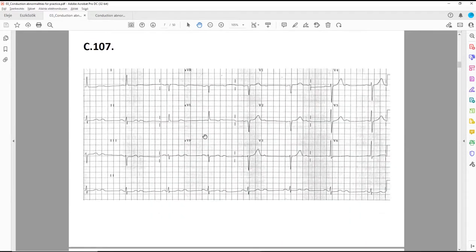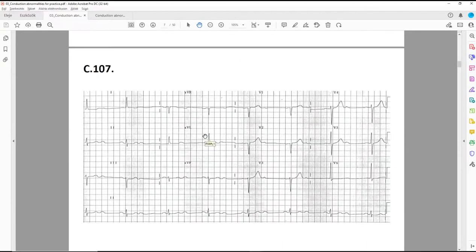Okay, 107. Who has this 107? That's me. So it's a regular, slow ventricular rate around 40. The axis should be around minus 30 degrees. We can see 2 P waves per 1 QRS, so I would say 2 to 1 AV block. Yes, that's it.